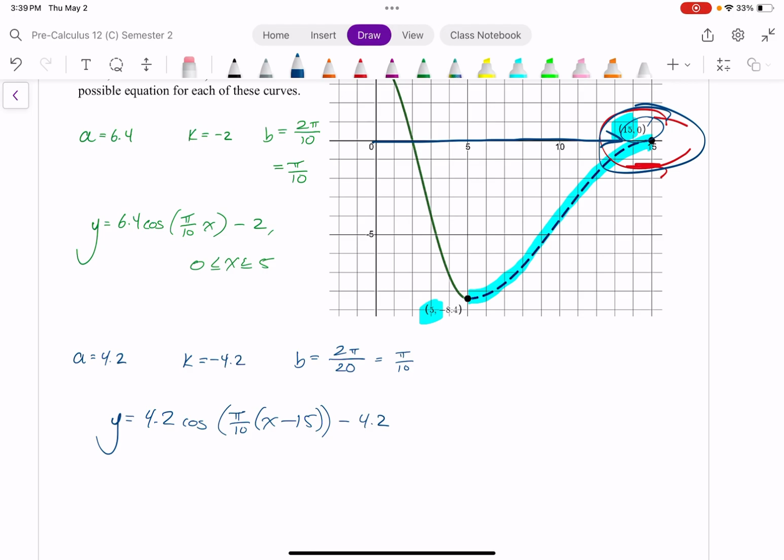Now, again, I really should have a restriction on here, because this wave begins at 5 in the x and ends at 15. And so I should say 5 is less than or equal to x, which is less than or equal to 15.